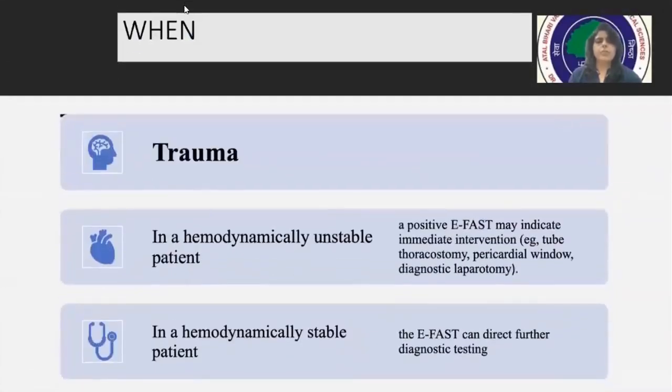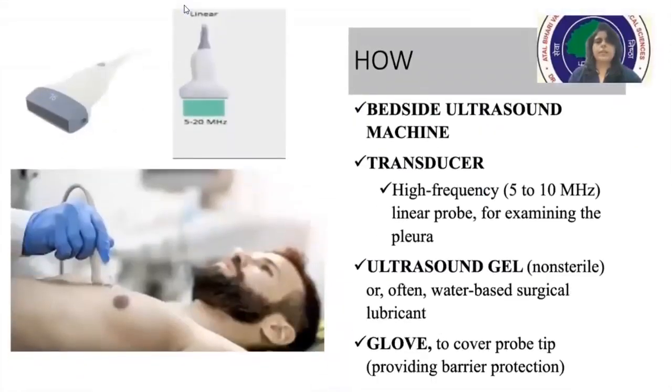So when do you do eFAST? You do it in the trauma patient. If the patient is hemodynamically unstable, by doing eFAST, you can do immediate life-saving interventions like putting an ICD to drain a pneumothorax or hemothorax. In a hemodynamically stable patient, it will guide you for further diagnostic technique.